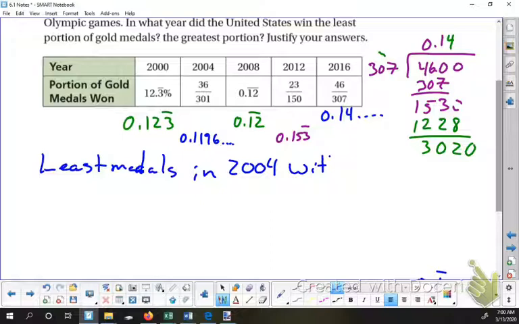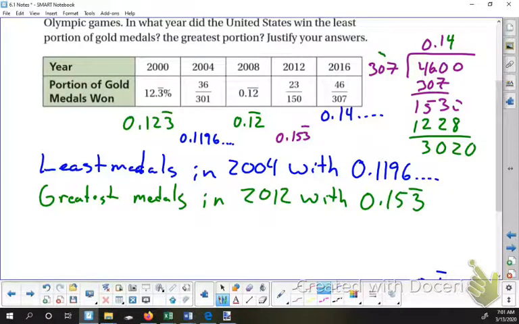And this last one, I only did 2, because there's no point in going any further. I already know it's not the top one. It's not the bottom one. But I need to write down which one was greatest, which one was least. So I went through. My least number of medals was in 2004 because that had 0.11. 1, 2, 1, 2. And then my most was 2012, 0.15. That's a 1, 4. Everything else is less than that. So I wrote down my answers, and show your work. Okay? I think that's number 40.